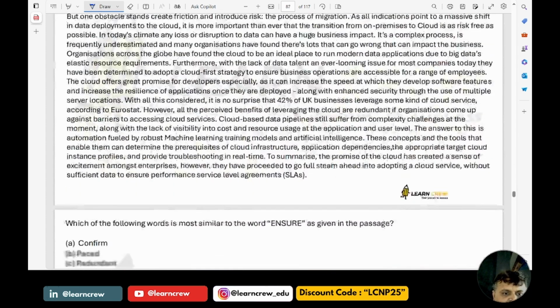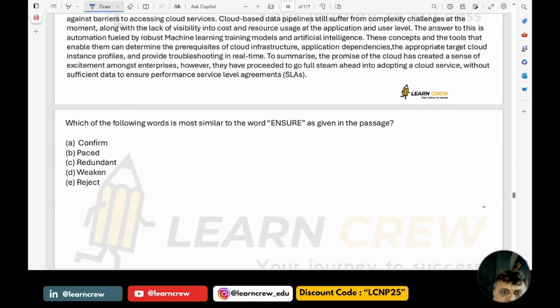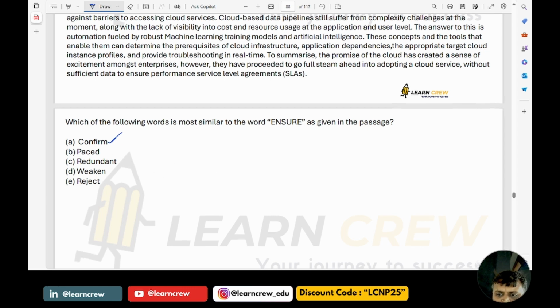Next, 77. Which of the following words is similar to the word ensure, as given in the passage? So what is the answer here? Ensure means make certain that something will occur or be the case. Hence, confirm is the word which is most similar in meaning. Ensure means to make sure, so it is to confirm. So the answer is confirm.